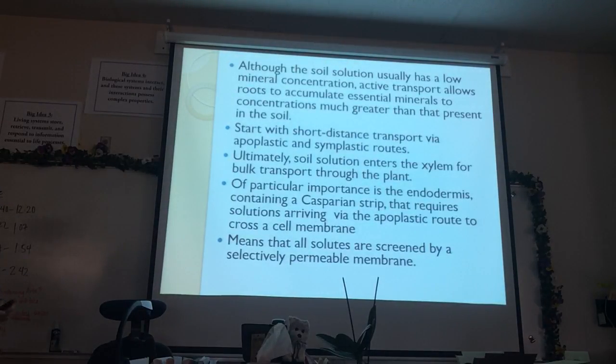We have to talk a little bit about water potential. So even though soil solution itself usually has a pretty low mineral concentration, active transport allows those roots to accumulate the minerals that it needs. How do we accumulate minerals we need? We eat. Well, plants can't do that, right? I guess aside from those few carnivorous ones, plants have to get the minerals that they need from the soil solution that they're in.